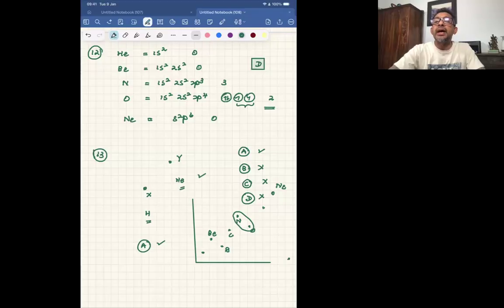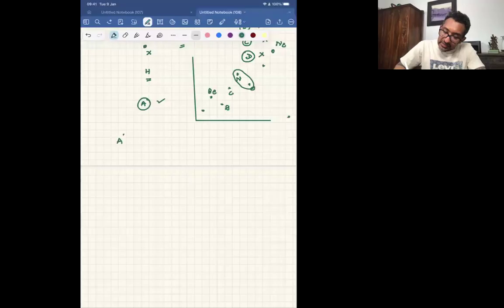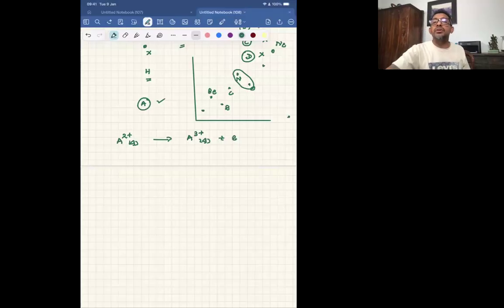What do you mean by the third ionization energy? Third ionization energy means you are removing the third electron, right? A2+, if you remove another electron to give you A3+, that is called the third ionization energy. Note, it's given in the note. Okay.